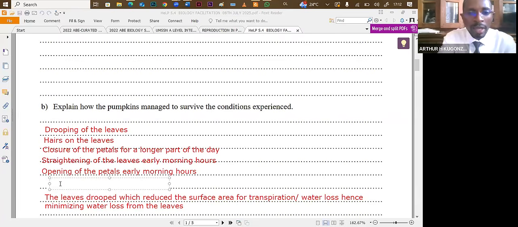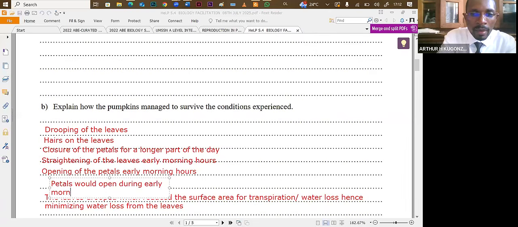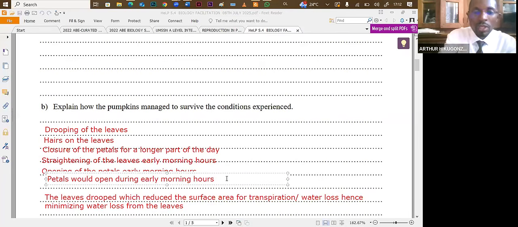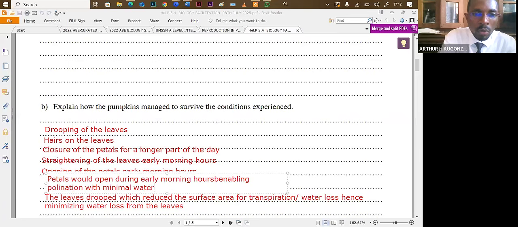Now let me read the one for the petals. I can say petals would open during early morning hours, enabling pollination with minimal water loss when the temperatures are cooler.